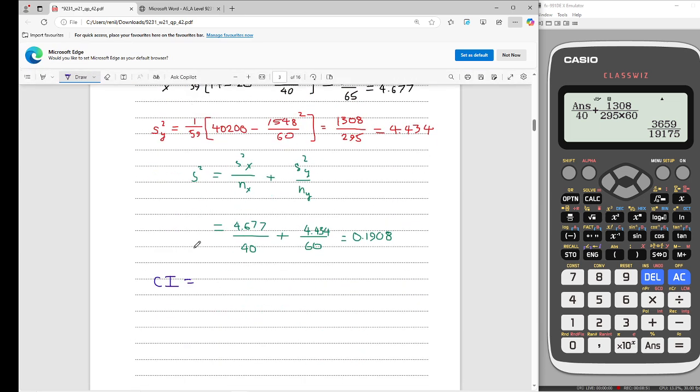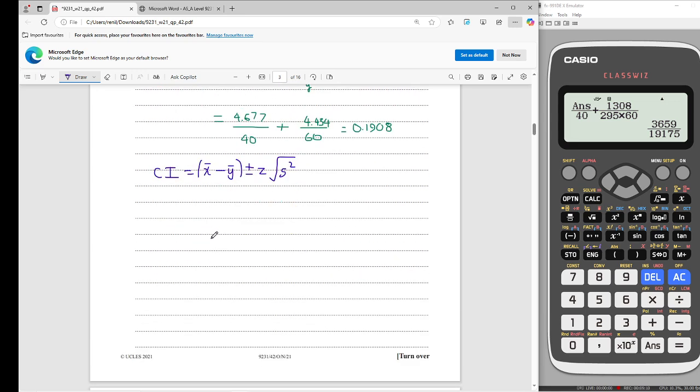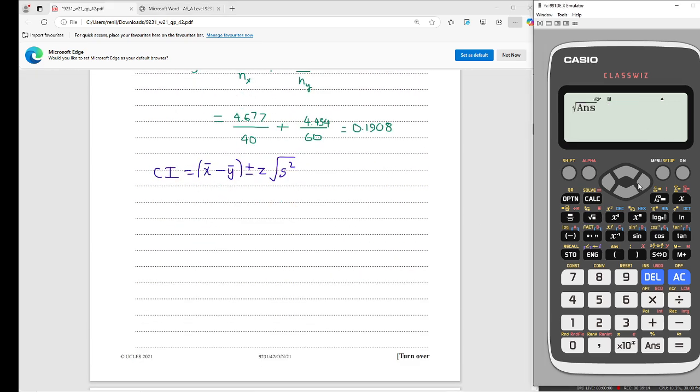Okay, since we are referring to our z values, I will put after this plus or minus. Yeah, so let's refer to our z value and then whole root that with S2. Okay, so we have here, let's root our S2 value and times it with our Z 1.96.